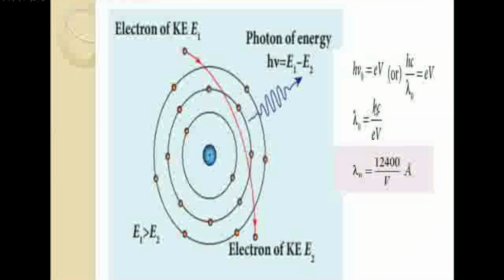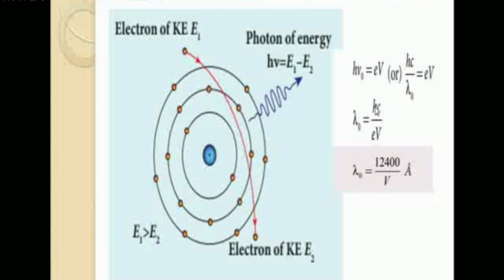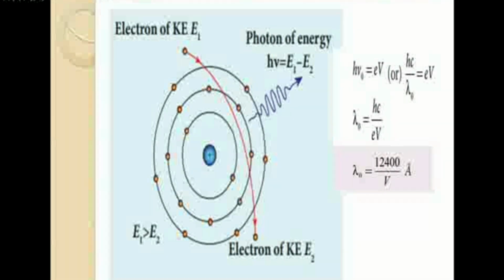Here h is the Planck constant, so you can substitute the value 6.634 into 10 to the power of minus 34, and c is the velocity of light, so you can write 3 into 10 to the power of 8. e is the charge of the electron, 1.6 into 10 to the power of minus 19, and V is the applied voltage. So depending on the applied voltage, we can produce different wavelengths of X-ray. So lambda 0 equals, you substitute all these values, you will get 12,400 Angstrom divided by V.